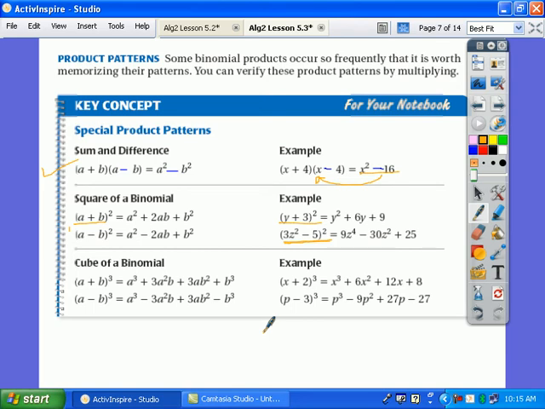But I probably would not encourage you guys to try to memorize these patterns. I mean, they can be memorized. Some of the teachers will ask you to memorize these. My recommendation is to know what they mean. All right, so (a + b) squared means (a + b) times (a + b).